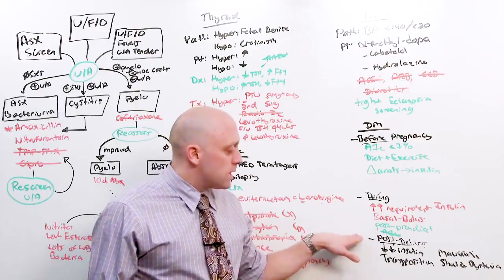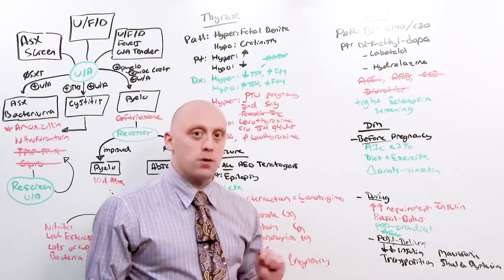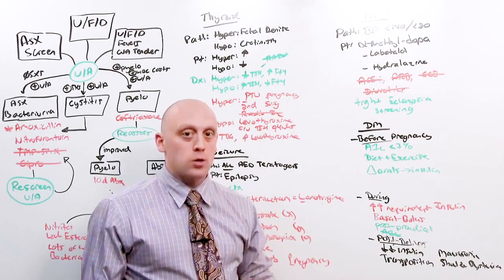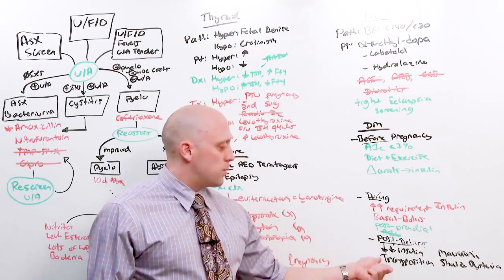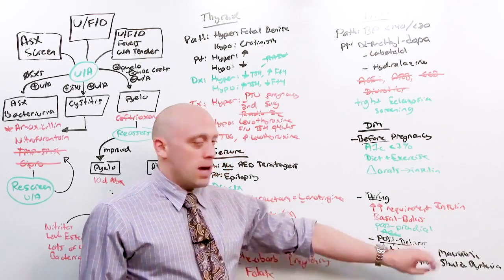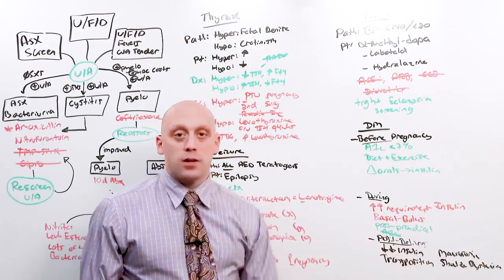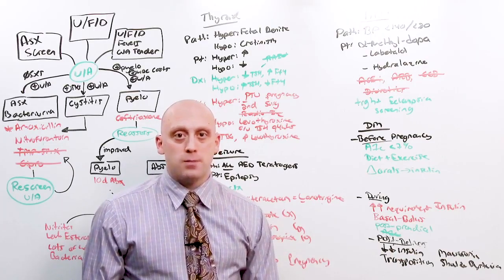And for immediately after delivery, remember that her insulin requirement will fall. Good glucose control prevents developing transposition, macrosomia, and some of the complications of delivery from having a big baby. That is medical disease.